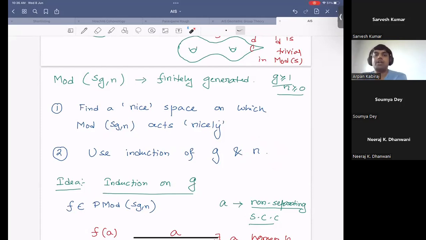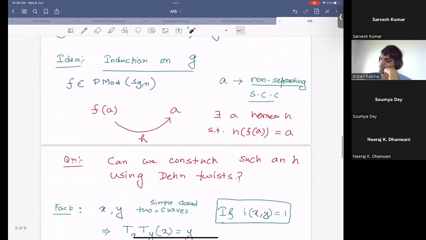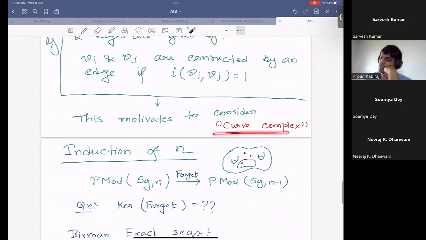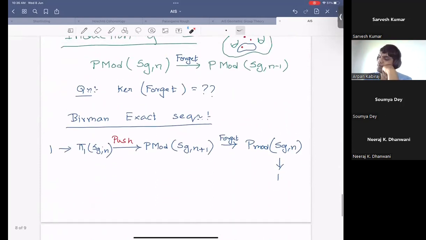So now I will go into each of these topics. I will first define what the curve complex is. Then I will go to the connectivity of the curve complex. Then I will go to the non-separating curve complex, and then I will show that the non-separating curve complex is connected. Then I will go to the Birman exact sequence, and then I will put everything together to give you the proof of this. Okay. Any questions so far?